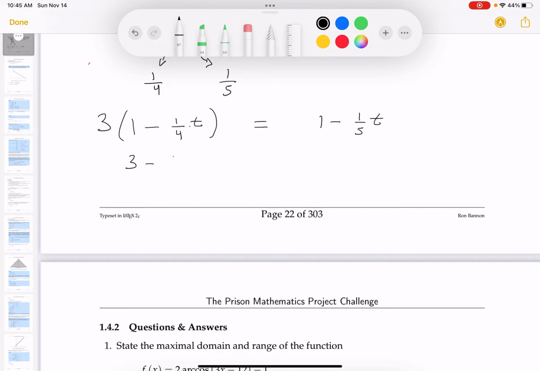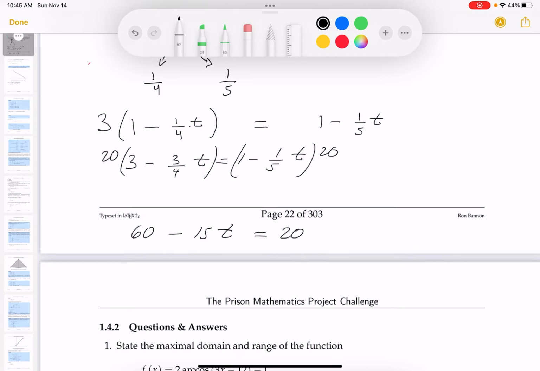3 minus 3/4 of t equals 1 minus 1/5 of t. I'm going to multiply both sides by the LCD, which is 20. And what do you get? 60 minus 15t equals 20 minus 4t, since 5 into 20 is 4. Wow, I've got some work to do, don't I? I'll take 20 from both sides, that gives me 40, and add 15t to both sides, I get 11t. And now I know what t is.